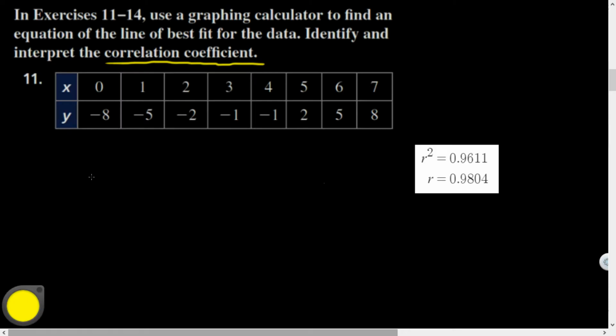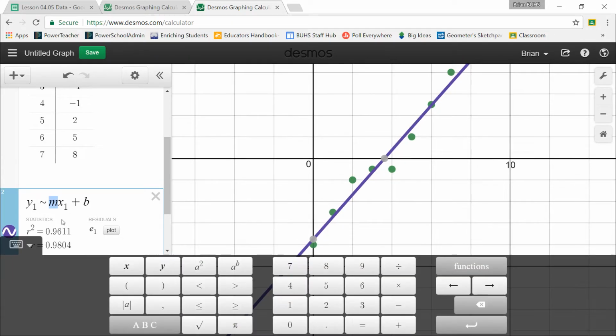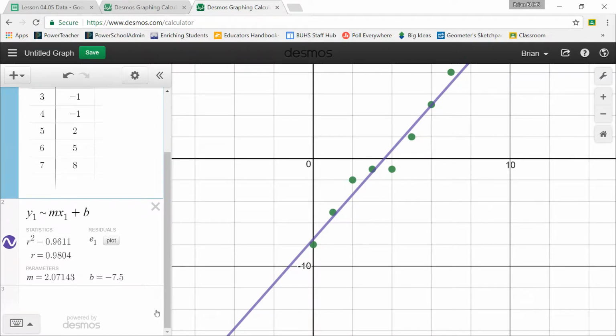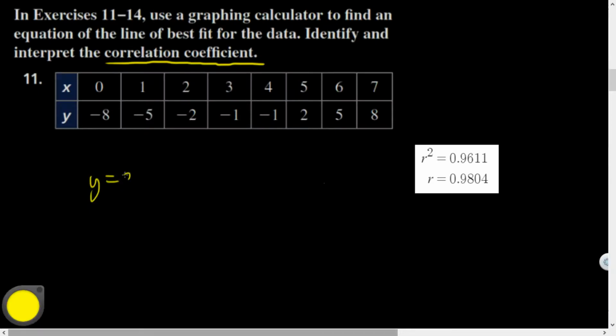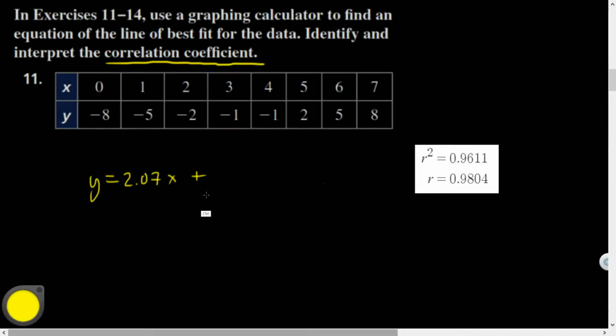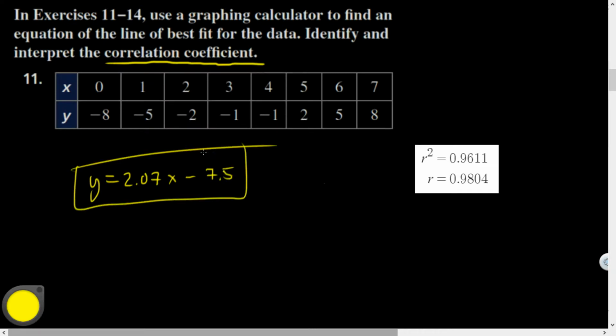It'd be y equals m. What's my m? M is equal to what? Yeah, 2.07x. Yep, 2.07 times x plus b. Let's call that minus 7.5. So here is the best fit equation that represents this data. That means the slope is going up by about 2.07 each time, and that the y-intercept was negative 7.5. So what do these mean? You guys remember?